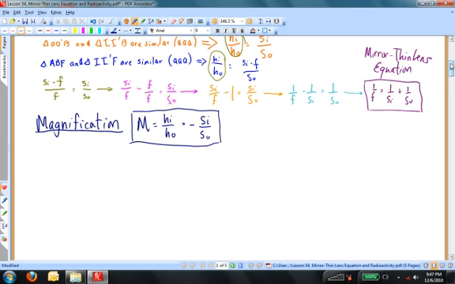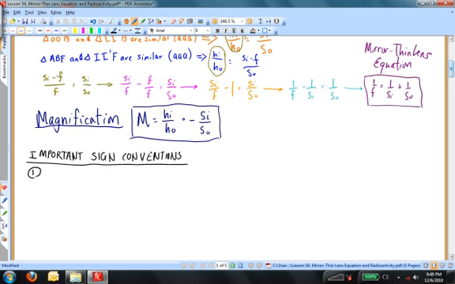So let's write down what the sign conventions are. I'm going to write them as 5 different conventions. Your text writes them as 4. I don't care for that particular approach. You can choose whatever you want to. These are the ones that make sense to me.